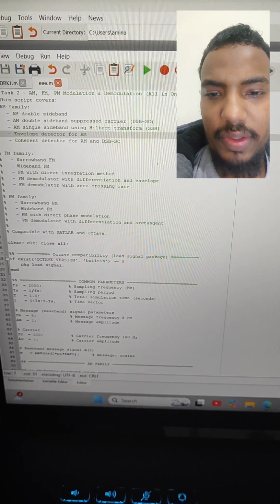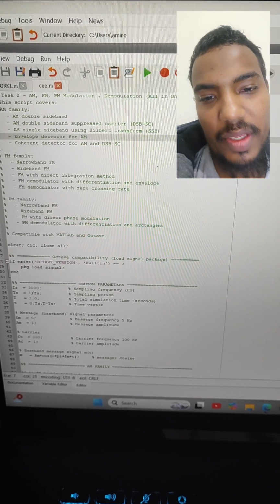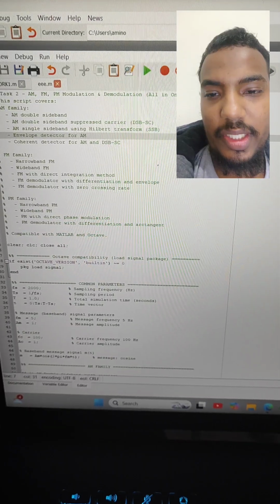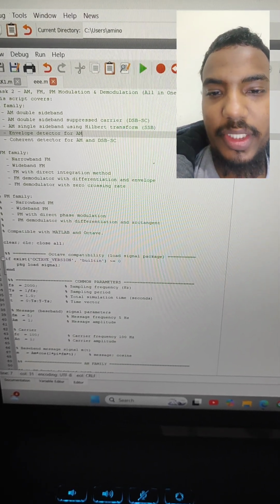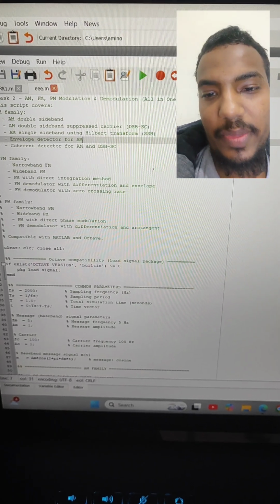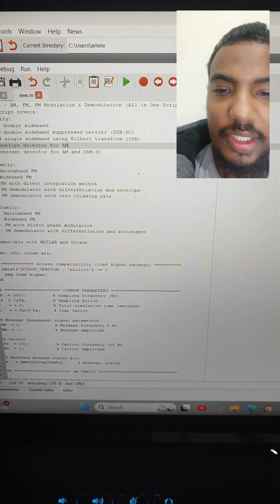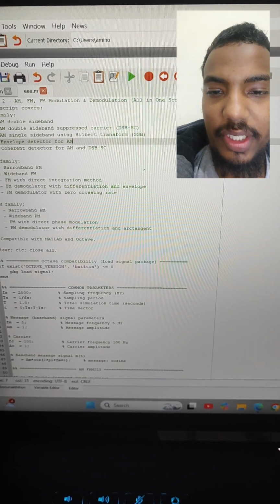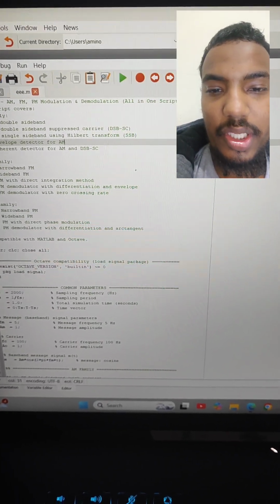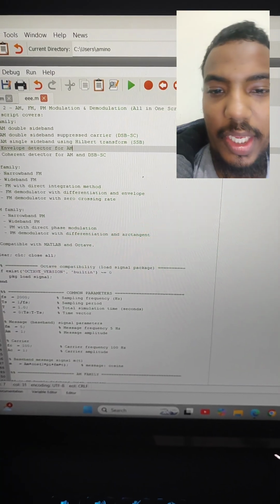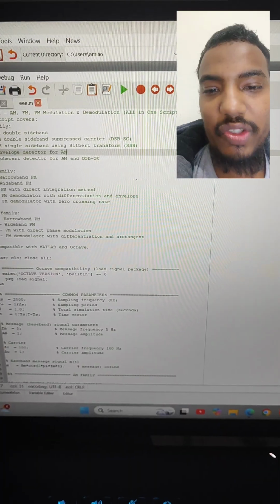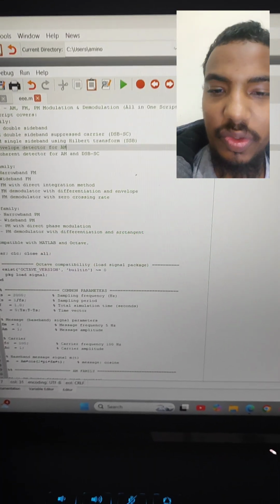If exist OCTAVE_VERSION built-in equals 0, pkg load signal. This if block checks if we are running in Octave, not MATLAB. In Octave, many signal processing functions like butter are in the signal package, so we load it using pkg load signal. In MATLAB, this block is skipped because MATLAB already has those functions.